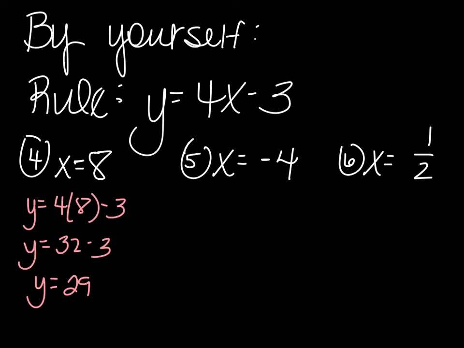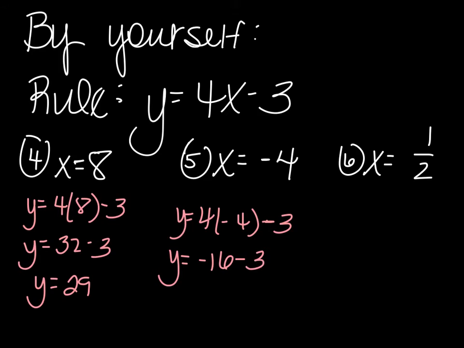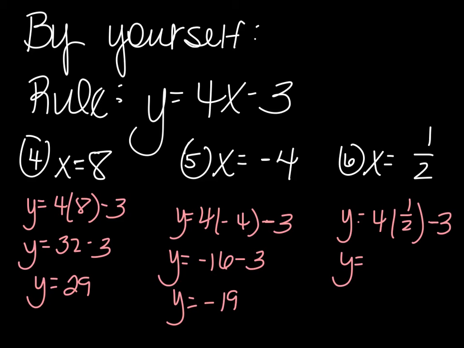Same thing over here. I'm going to use the same rule, but when I get to x, I'm going to put in negative 4. y equals negative 16 minus 3, negative 19. Last one, same rule. When I get to x, I'm going to put in 1/2. Now, there is no pattern in these. I just picked random inputs just to practice.